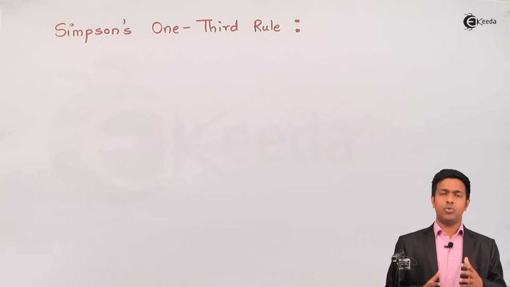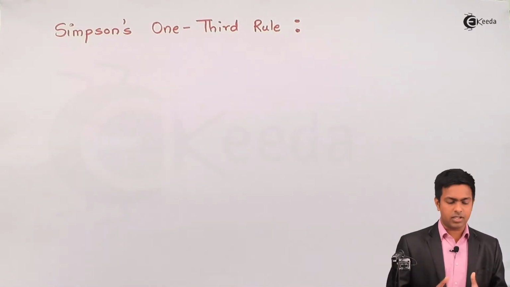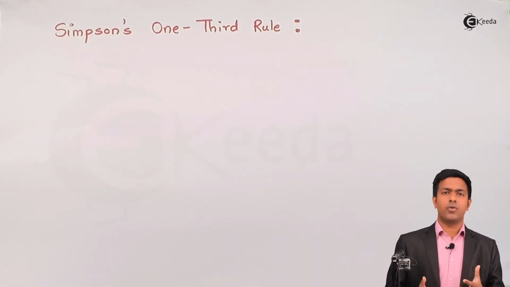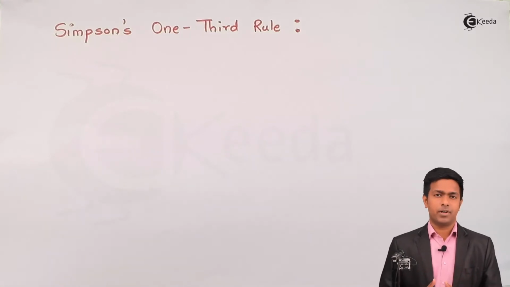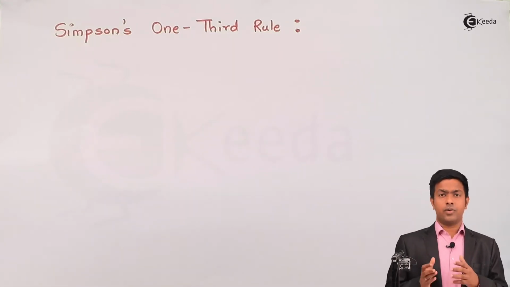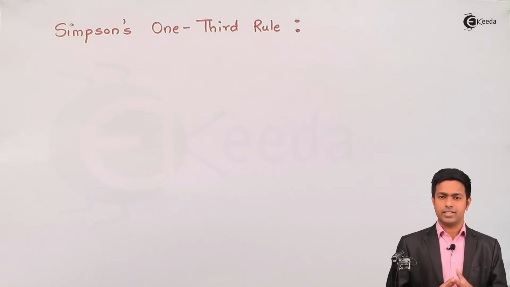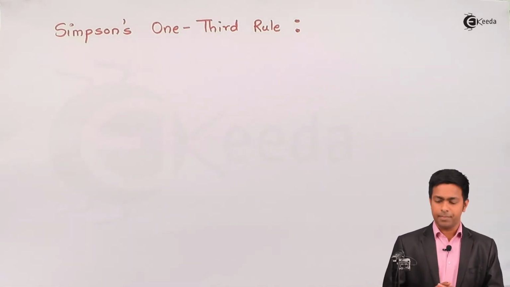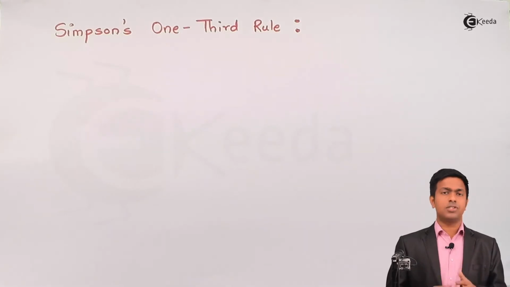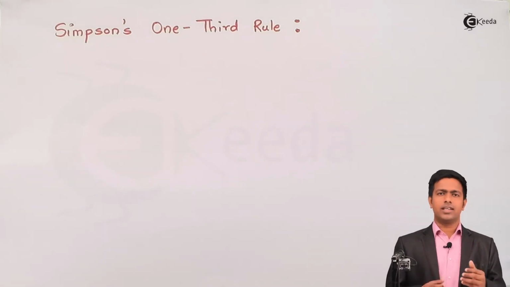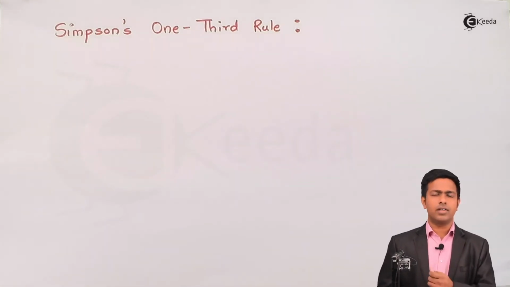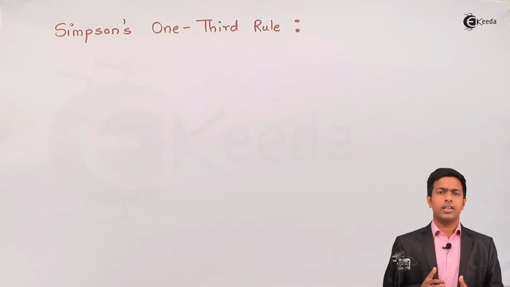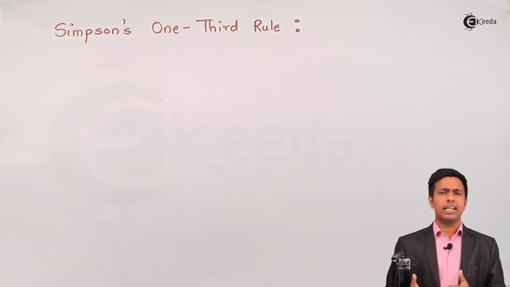But let me tell you that before Thomas Simpson, this rule was discovered by Johann Kepler, and it had been used for 100 years. But now we know it by Simpson's name. Now in Simpson's one-third rule, we are basically going to use the method of statistics, where by using the values of certain intervals we get the value of the definite integral.